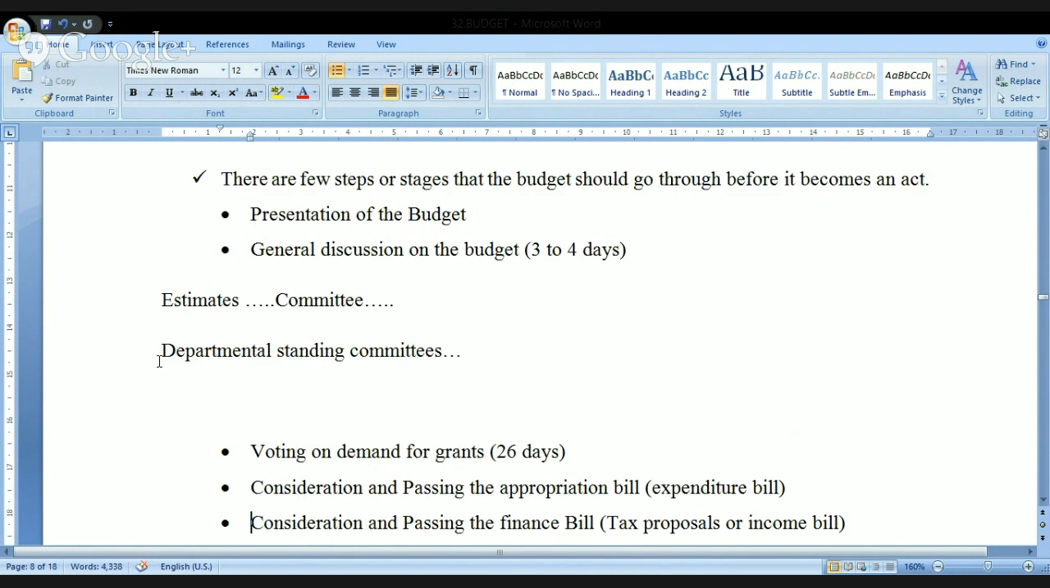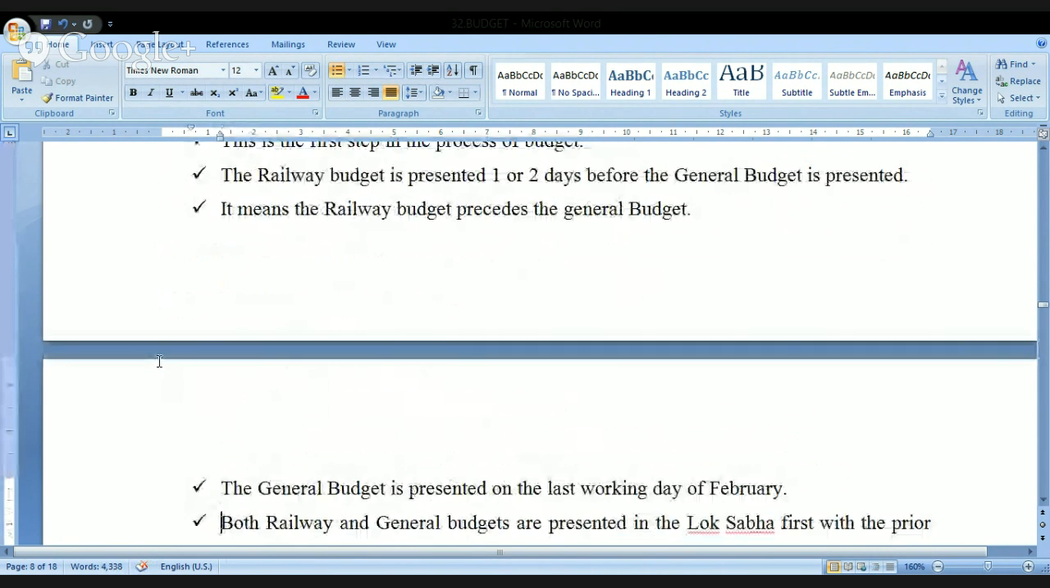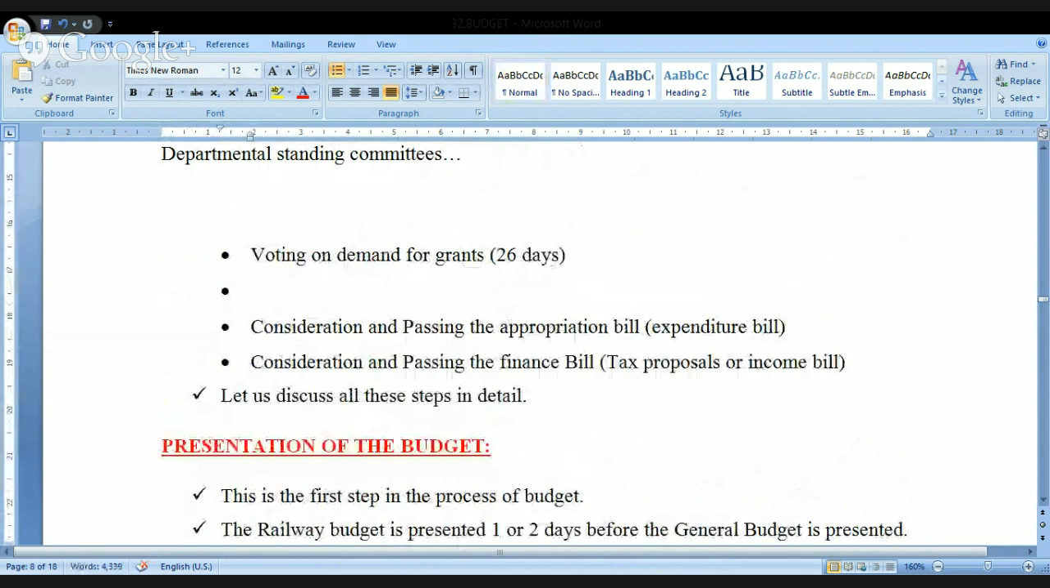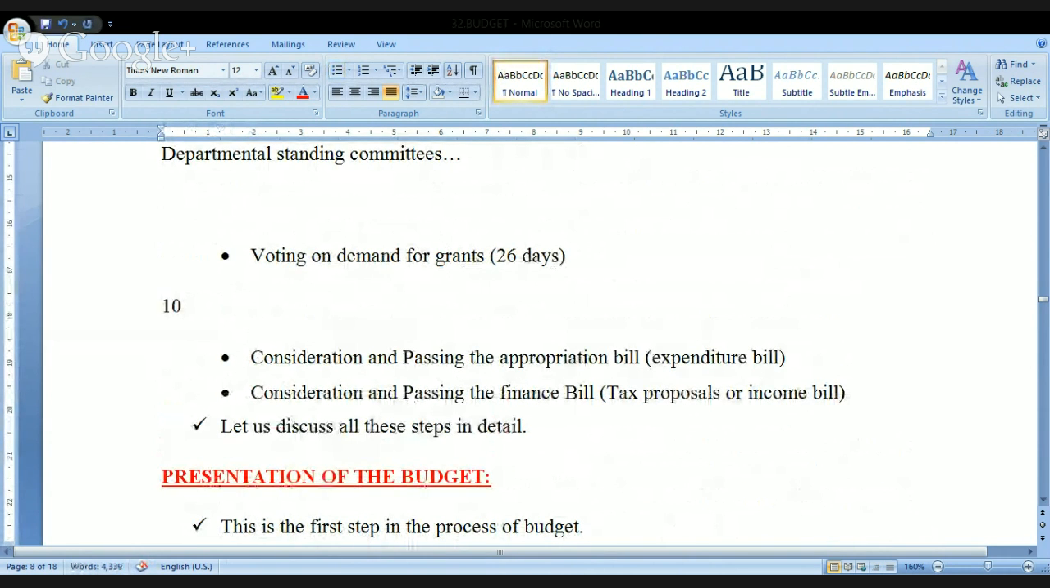And once this is over, we come to another point: the voting on demand for grants. What do you mean by this demand? Already we have seen, I was telling you, there are 109 demands in the general budget plus 32 demands in the railway budget. So altogether 141 demands are there. Kindly remember this very important point. And here I am using this word, demand. Demand is nothing but the minute expenditure of a particular department.